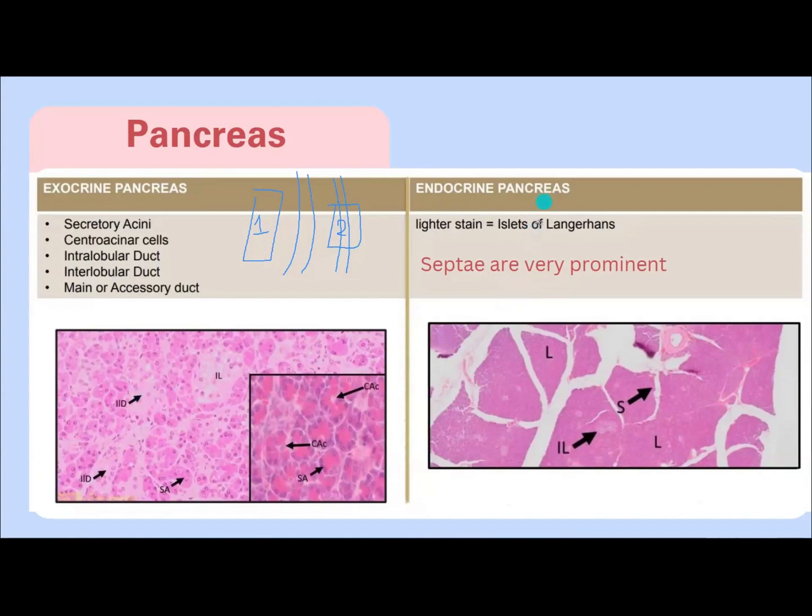Now let's look at the endocrine pancreas. The only picture I saw in your lectures and in the lab was this picture right here for the endocrine. And how do you know that this is the pancreas? Islets of Langerhans. And there is this white line that kind of cuts it into different lobes. You see how there are many different lobes? These are called the septae. Okay, so if you see septae dividing the pancreas into different lobes, you know you're in the endocrine pancreas.